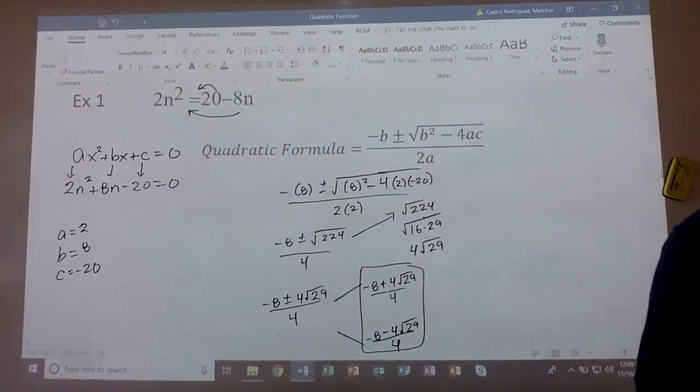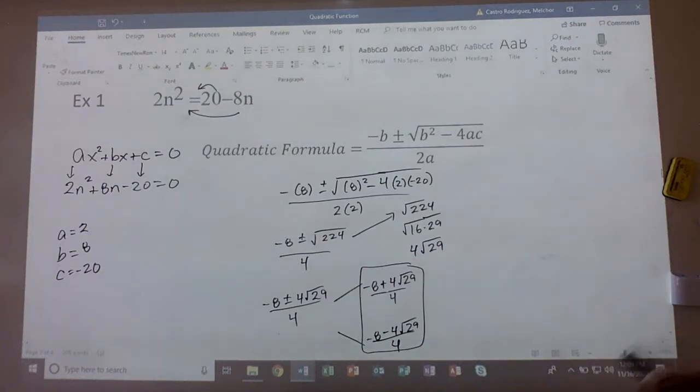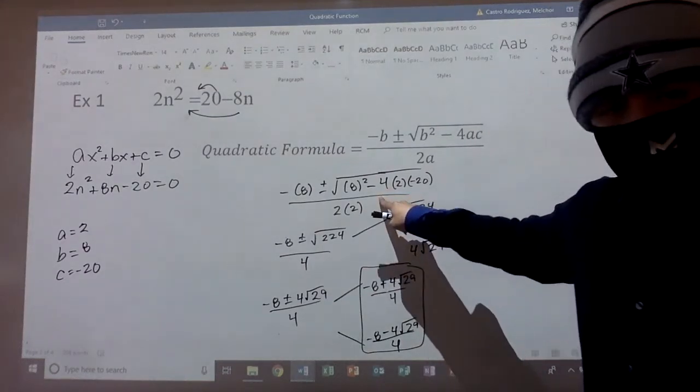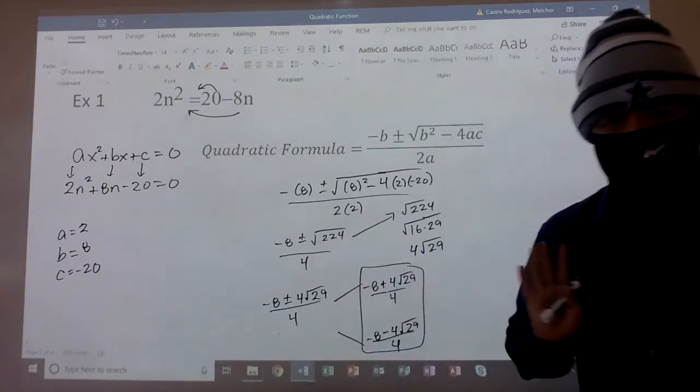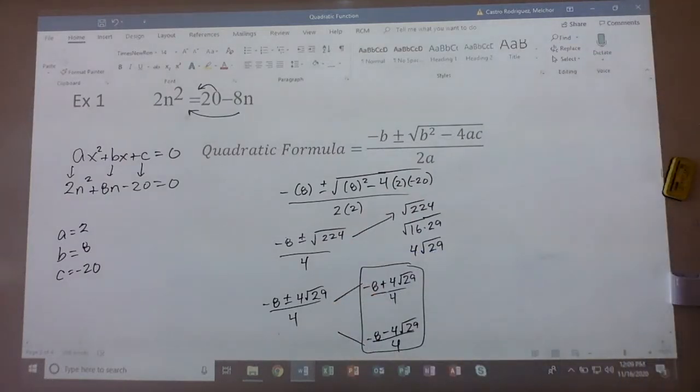This is the quadratic formula when you use it. 2 steps. Replace everything in place. Analyze the radical. 2 answers. That's it. It looks more than you think. You just got to try it. I'm going to do one more example.